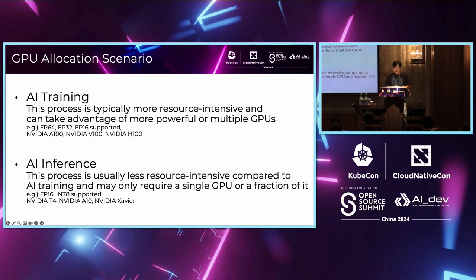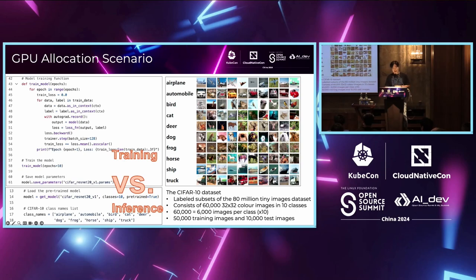But if your service is AI inference, which means you have an AI model already trained by another vendor, and all you have to do is AI inference, this process is usually less resource intensive compared to AI training, and it may only require a single GPU or a fraction of it. For example, floating point 16 and integer 8 supported GPUs like the NVIDIA T4 series, NVIDIA A10, NVIDIA Jetson, or NVIDIA RTX series, etc. For this test of mine, I utilized the CIFAR-10 dataset.